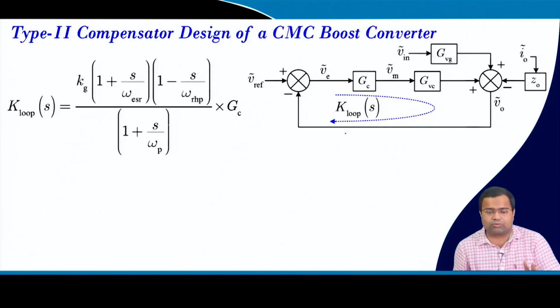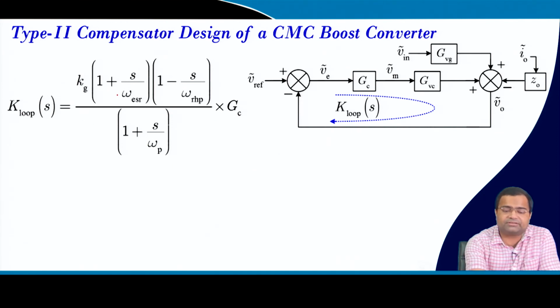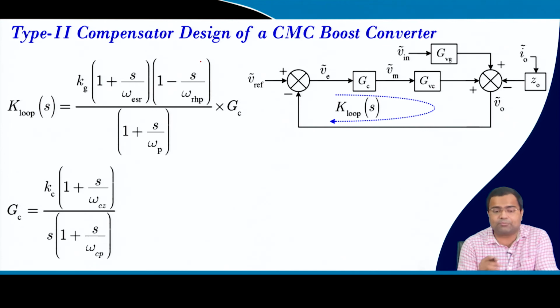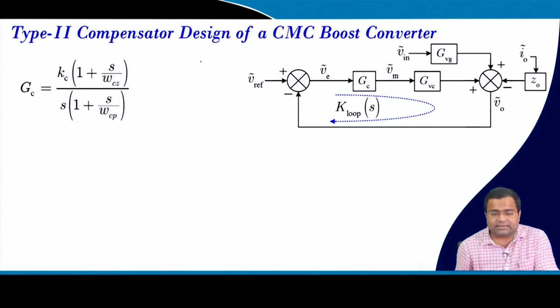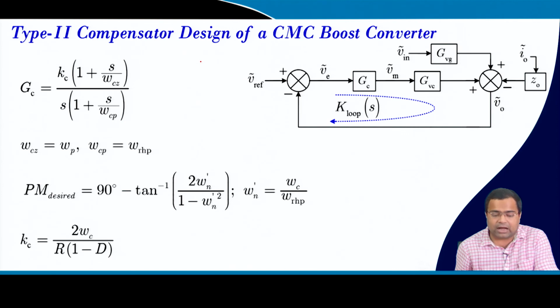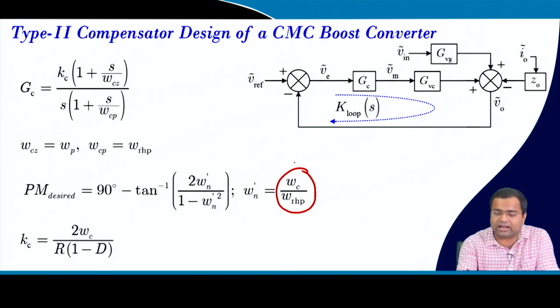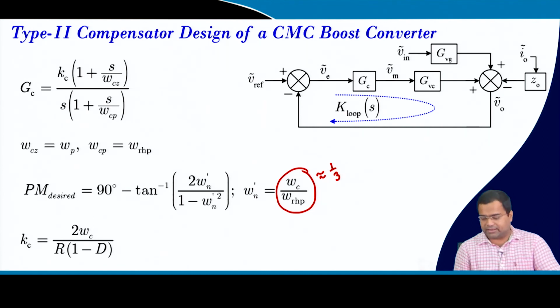And we know how to implement current mode control, we have also discussed, that means there is an ESR zero, RHP zero, and we can go to type 2 compensator design, and the design parameter we have also discussed how to set, that means we have to take omega c by omega RHP, and we are taking that like 1/3, and this will compute the gain that we have derived.